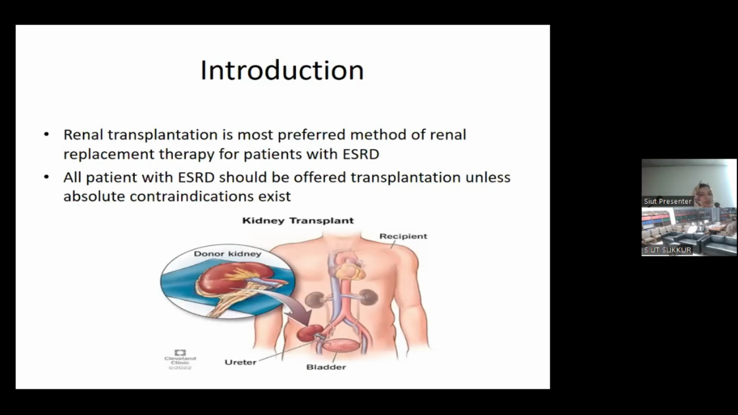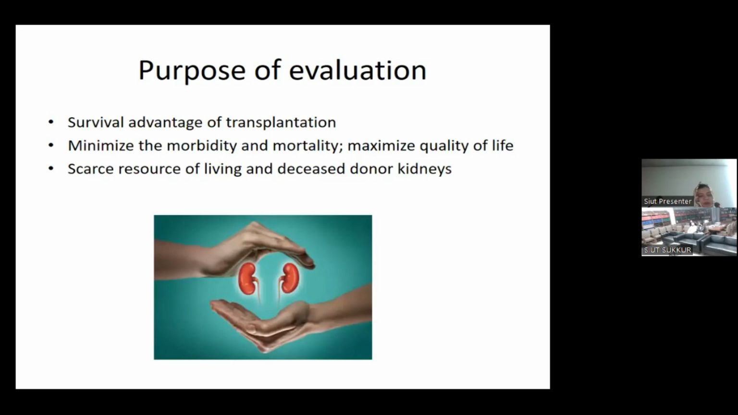Renal transplantation is the most preferred method of renal replacement therapy for patients with ESRD. All patients with ESRD, that is end-stage renal disease, should be offered transplantation unless absolute contraindications exist. But before going for transplantation, every patient has to go through a series of investigations to evaluate whether that patient is fit for the transplant. The reason is that the patient should have the survival advantage of transplantation.